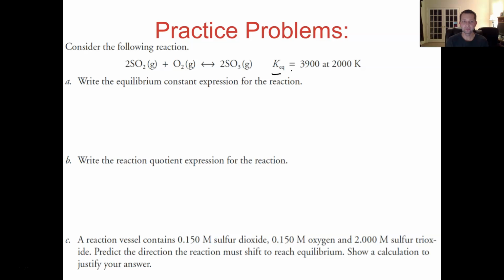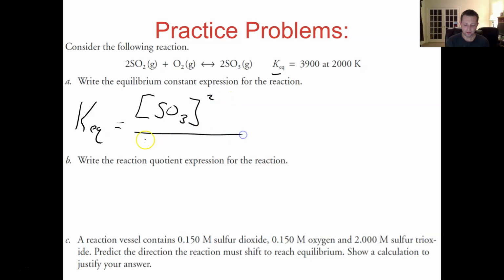To do that, we have KEQ equals the concentration of products. So we have SO3 squared over reactants. So we have SO2 squared times O2. That's it. So that's our KEQ expression. We've written these a million times so far.